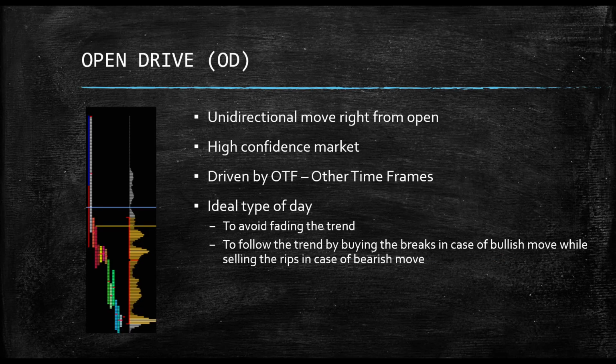The first of the opening types is the open drive. So the price starts to move in one direction right from the open. In the majority of cases where an open drive occurs, the market opens near the value area extremes and drives out of the range in one direction. It could be either on the upside or on the downside. This marks high confidence or conviction, with the presence of other time frame traders who control the auction, exploring the fair value that changes rapidly, creating a trend.